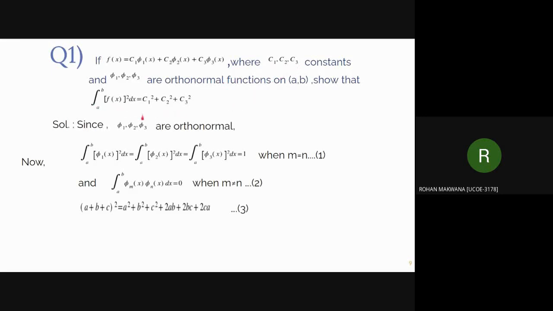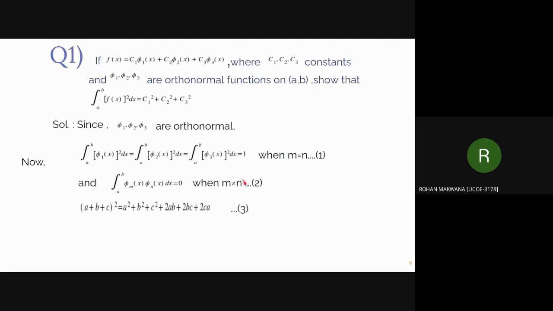So let's start with the solution. Since phi1(x), phi2(x), and phi3(x) are orthonormal, the conditions for orthonormality will be valid on them. We'll go on with the first condition, when m is equal to n. Here, as both the functions are the same, we take the square. So it corresponds to the definite integration from a to b of phi1(x) square dx, equal to the definite integration from a to b of phi2(x) square dx, equal to the definite integration from a to b of phi3(x) square dx, equal to 1. Let it be result number 1.